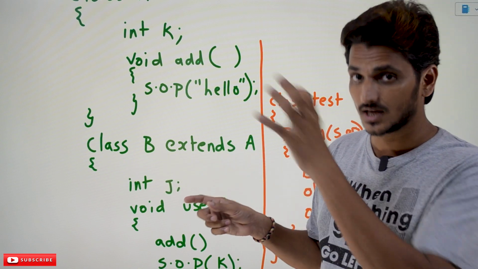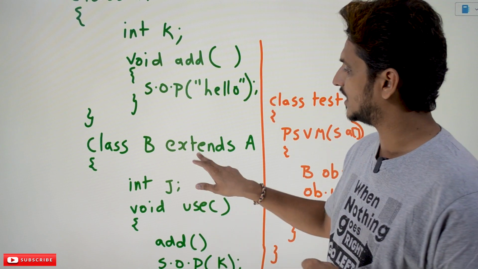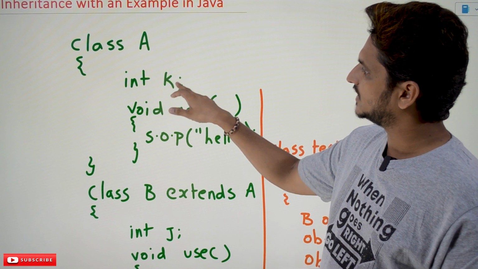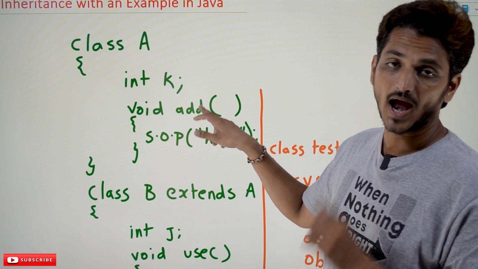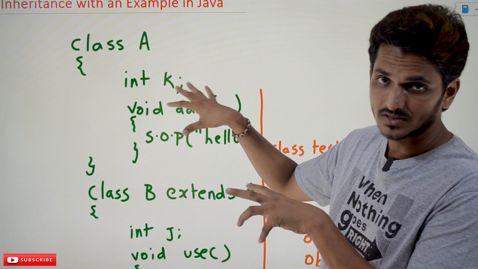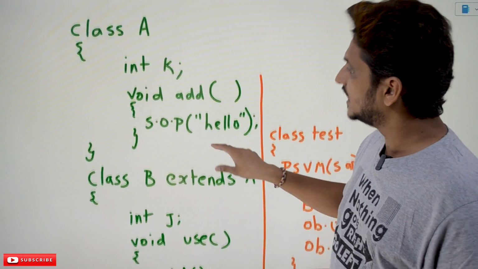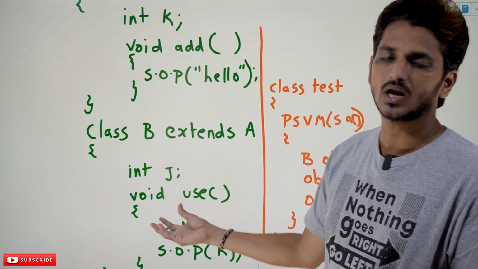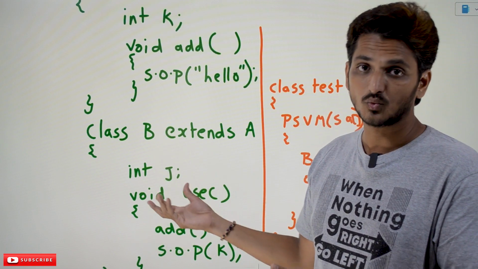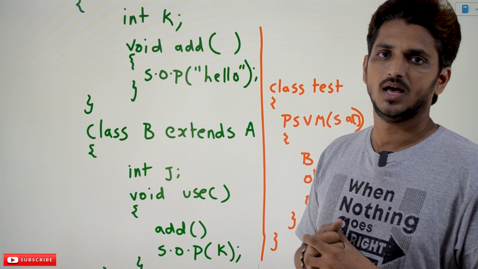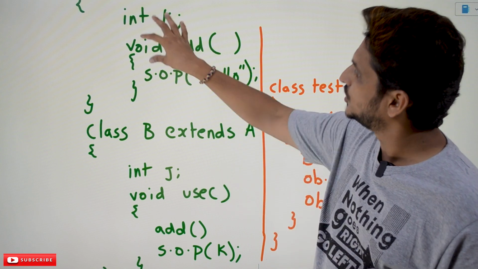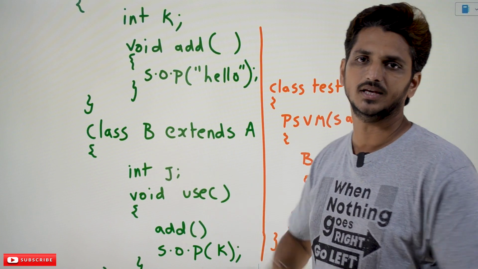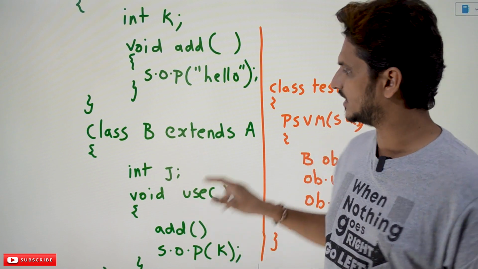What does it mean to inherit the properties of class A? What are the members present in class A? We have an instance variable k and a method add. Whatever members are present in A, we can inherit these methods and instance variables into class B. That is what inheritance means. We can use the k value and the add method in class B. That is the concept of inheritance.